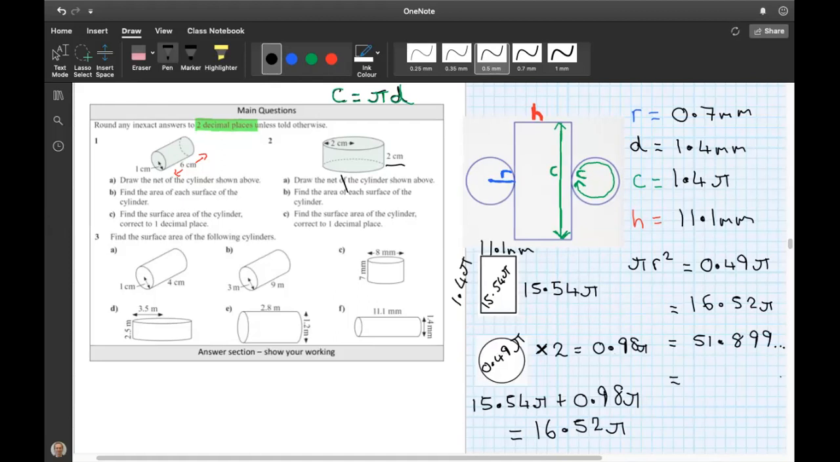We then need to round to 2 decimal places. So that will go to 51. The 9 will round the 9 up, which in turn will round the 8 up. So that's going to be 51.90. All of our dimensions were millimeters, so our total surface area will be millimeters squared. And that was the final question there, 3F.